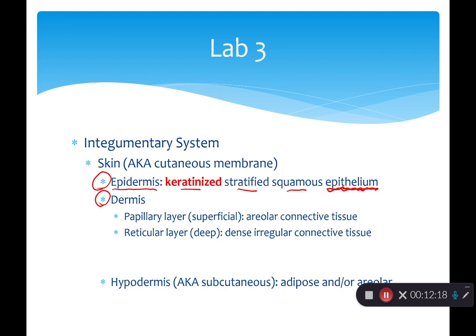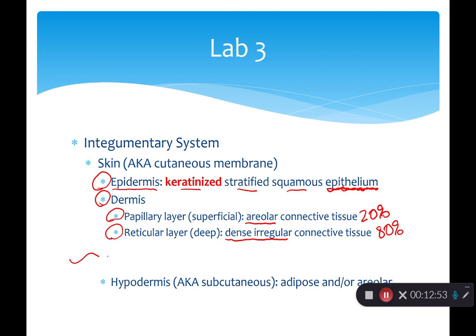The dermis then is two separate layers. The more superficial layer is called the papillary layer. That's its name. Its tissue type is areolar. The deeper layer is called the reticular layer. That's its name, but its tissue type is dense irregular. And what you'll see is that the dermis is about 20% papillary, 80% reticular. So I'll show you that in a picture of a slide in just a minute.